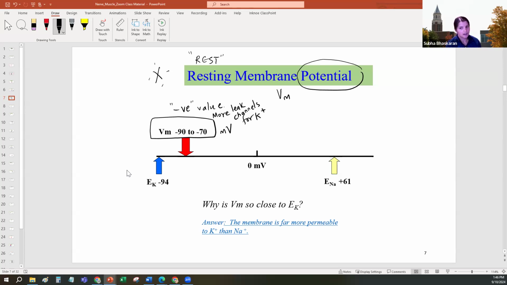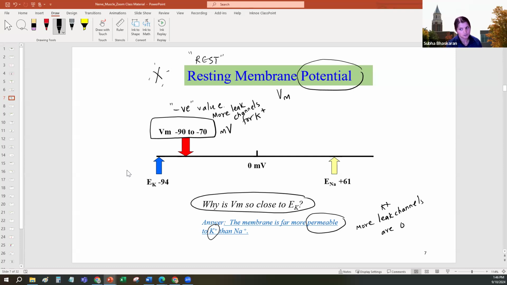Okay. Now, why is VM close to EK? So the answer is there for you. The membrane is far more permeable to potassium than Na+. Remember, the term permeable should not throw you off. Permeable here means that more potassium leak channels are, as Eric mentioned, open. Got it? All right.